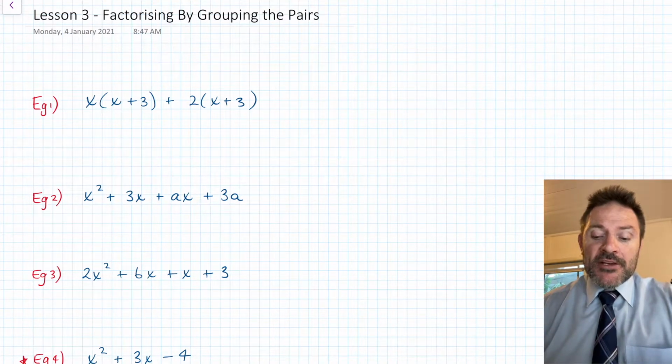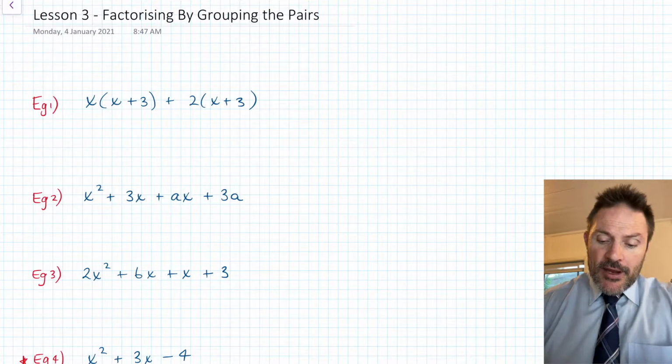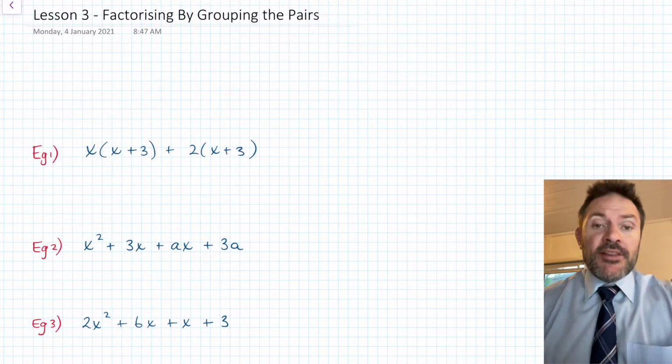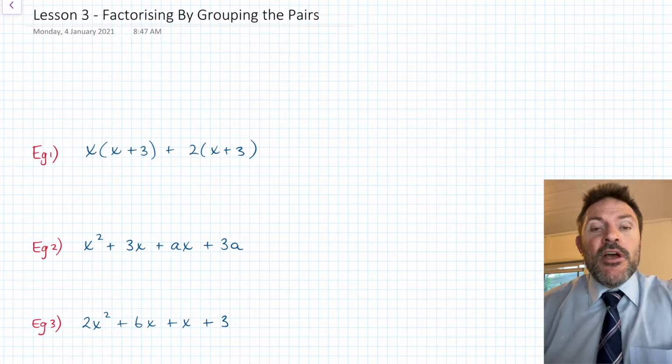Today we're looking at factorising by grouping the pairs. Now, it might sound like a bit of a strange heading, but certainly this is going to assist us in our next level when we start having to factorise the quadratic trinomials.